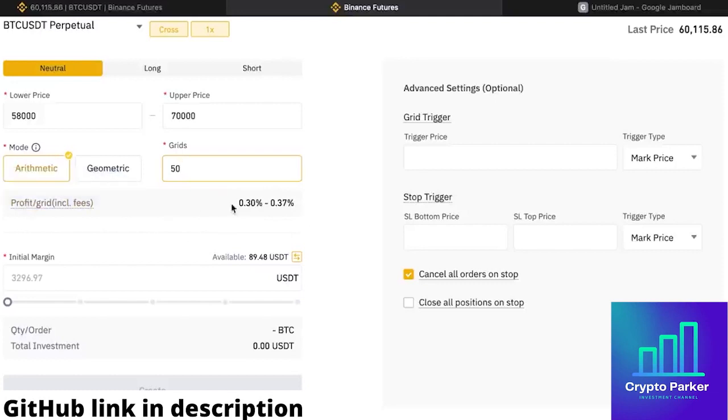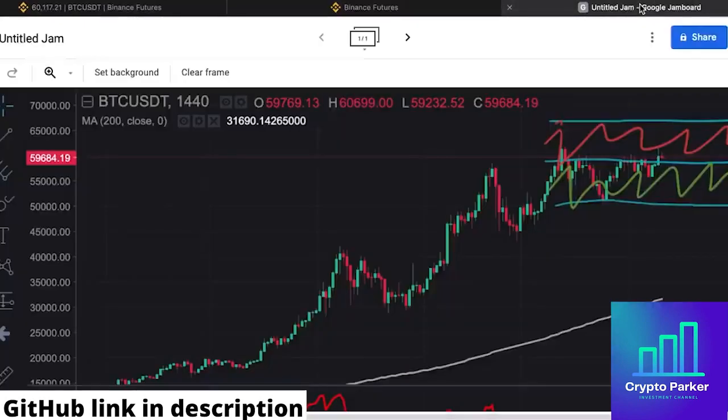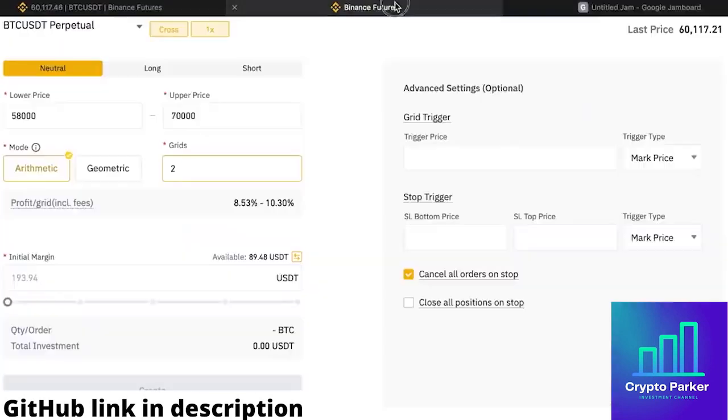This is the projected profit per grid, 0.3% per grid or 0.3 to 0.37% per grid. Now, if I choose the grids down to 2 grids, you can see the profit per grid is much higher. That's because we don't have as many grids. And so the difference between this price at the bottom and this price at the top is obviously a lot more in terms of a percentage difference than having many different grids at smaller price increments. But overall, if you traded out all of your 50 grids, you'd be making the same amount.